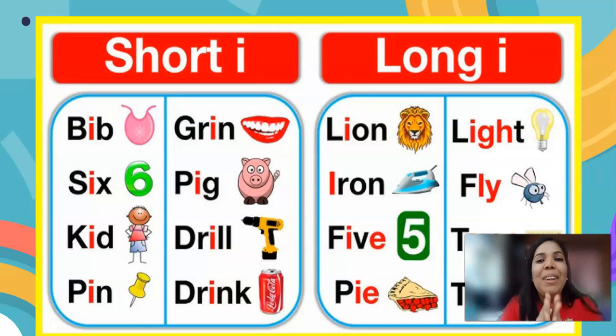Okay, now let's do it together. All of us, let's place our hands in a praying position and let's pronounce the words opening our hands. Just a few, because we're just indicating that this is a short sound. Yes, let's start at 1, 2, 3. Bib, six, kid, bean, green, big, drill, drink.